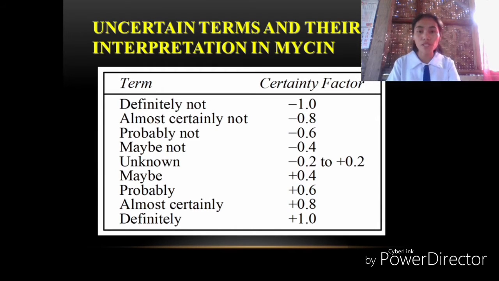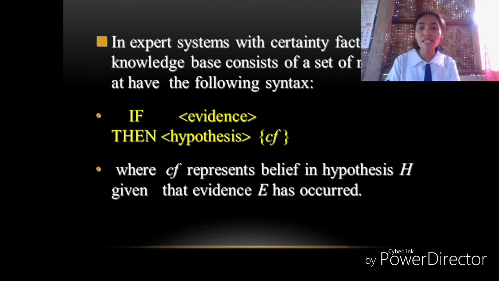Uncertainty terms and their interpretation in Bayesian. So, mao ni ang mga terms. Definitely not, kunyari, naa siya ay corresponding nga certainty factor. Ang definitely not, negative 1.0. Almost certainly not, negative 0.8. Probably not, negative 0.6. Maybe not, negative 0.4. Unknown, negative 0.2 to positive 0.2. Maybe, positive 0.4, probably positive 0.6, almost certainly positive 0.8, and definitely positive 1.0.